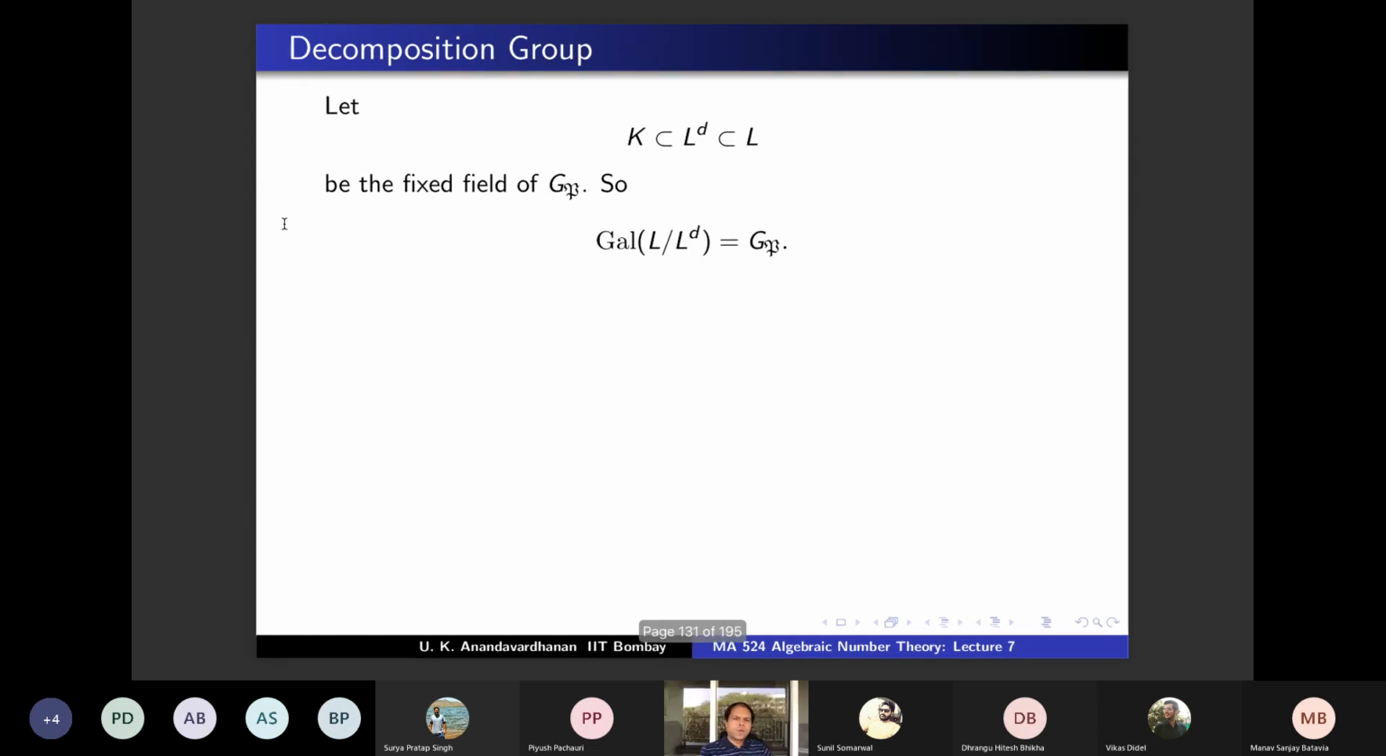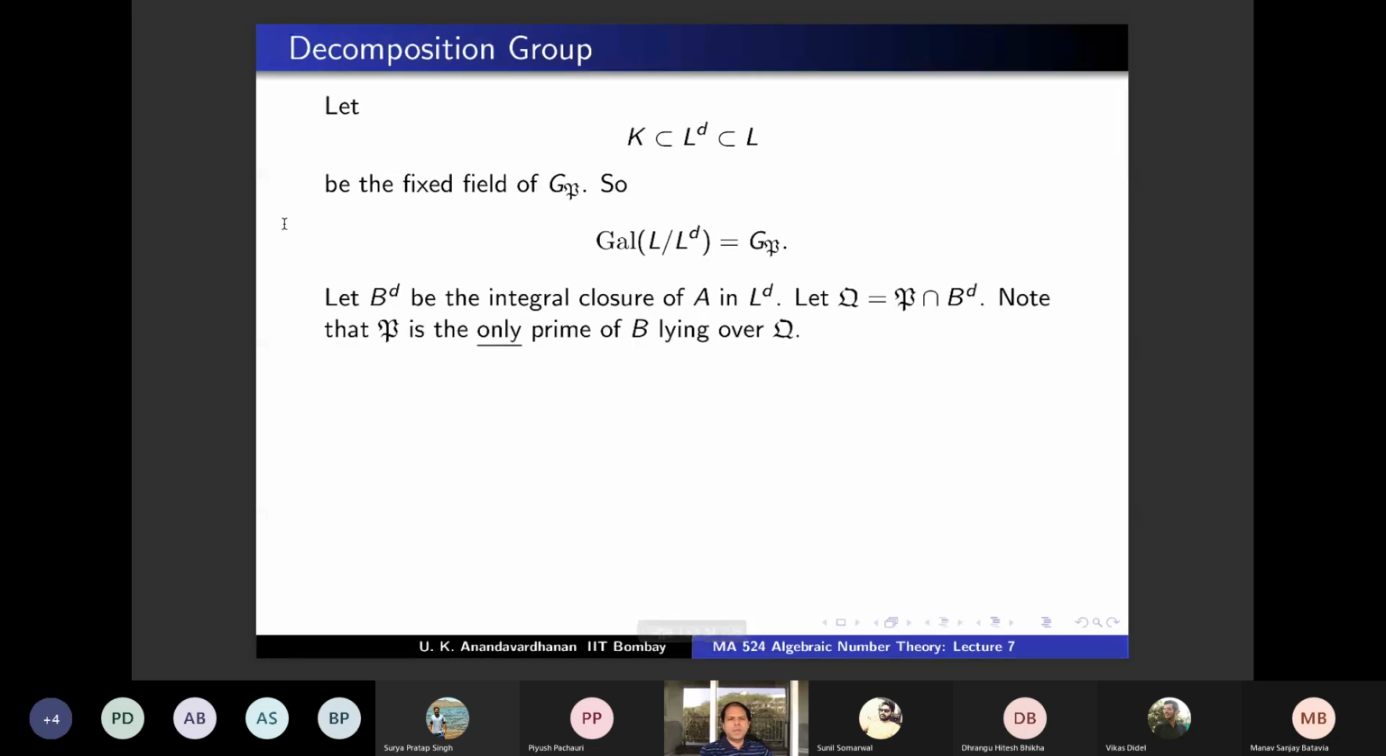So the Galois group of L over LD is GP, and let BD be the integral closure of A in LD. L over K is what is given to you. You have the decomposition group, and you take the corresponding field, and you take the integral closure of A in that field. Small p and capital P are given to you, and you take the intersection of capital P with that intermediate ring BD, call it Q. So Q lies above P, right? Q is a prime lying above P.